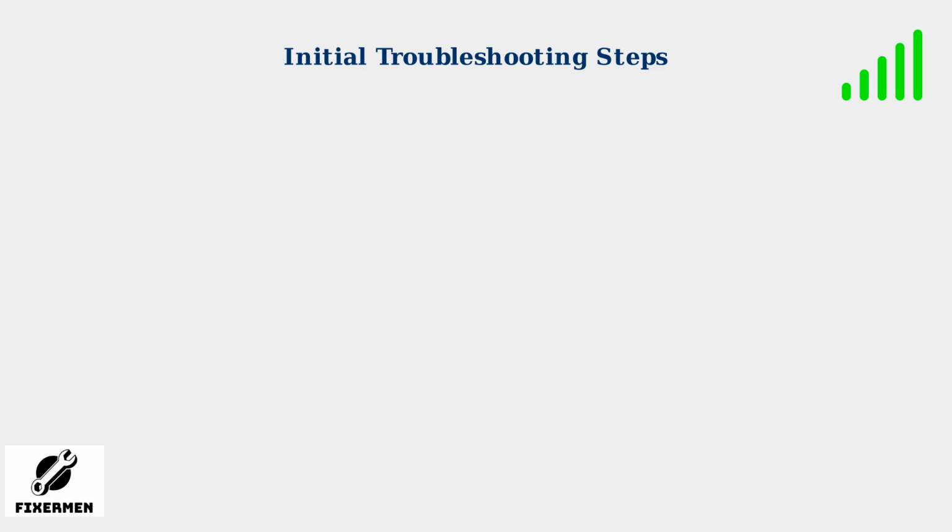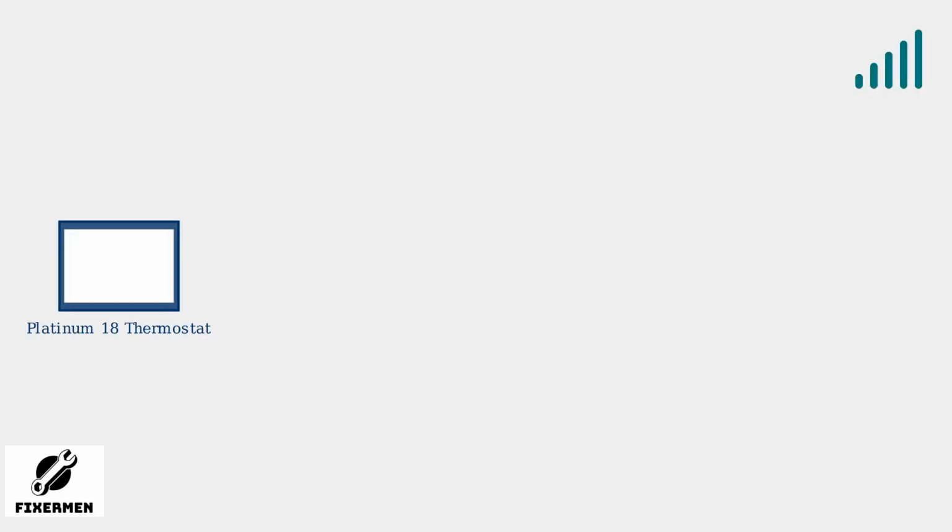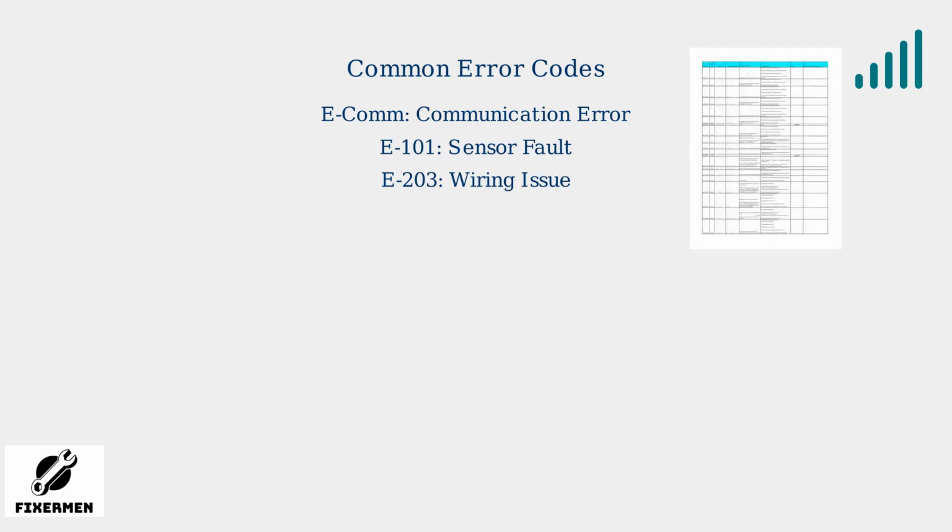If the problem persists, more advanced diagnostics may be needed. Many Platinum 18 thermostats have a diagnostic mode you can access, often by pressing a specific sequence of buttons. This mode displays error codes that pinpoint the source of the problem. To enter diagnostic mode, press a specific sequence of buttons on the thermostat. For example, you might need to press and hold the menu button, then the up arrow, then the enter button. Once in diagnostic mode, the thermostat displays error codes that pinpoint the source of the problem. Common codes include communication errors, sensor faults, or wiring issues.